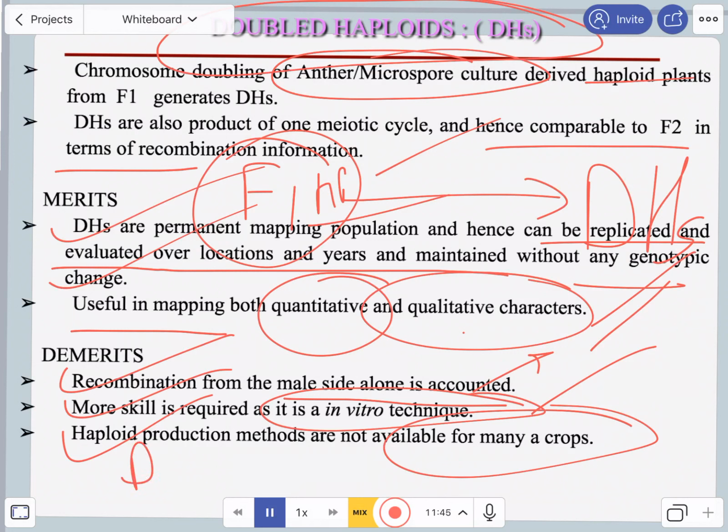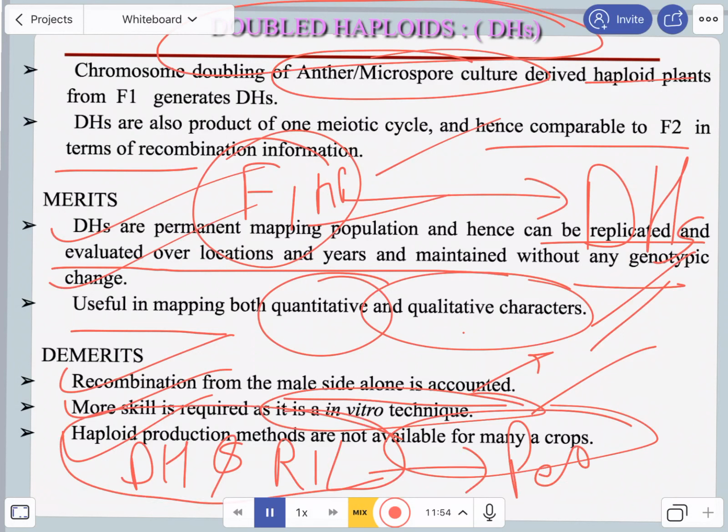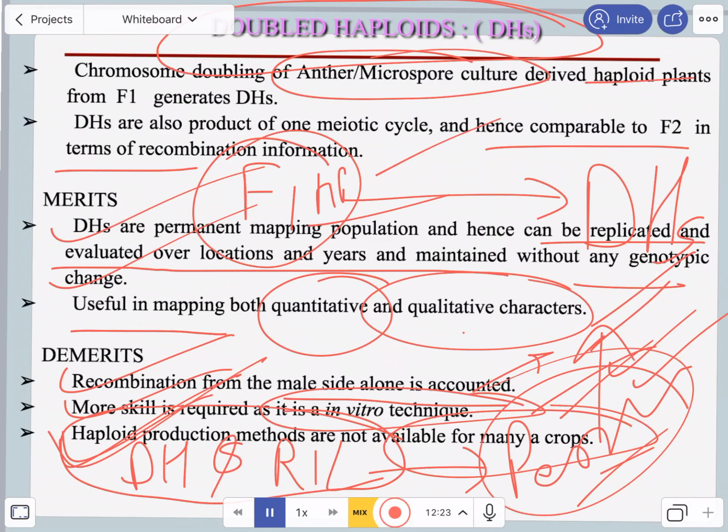Now, why are double haploids very important mapping populations? Because double haploid populations and RILs, these two mapping populations, are permanent mapping populations. They can be replicated and evaluated over different locations and several years and maintained without any change. So these two are very important; many questions, MCQs and interviews ask which types of mapping populations are permanent and why they are permanent. That's why these permanent populations are also called eternal populations or immortal populations.